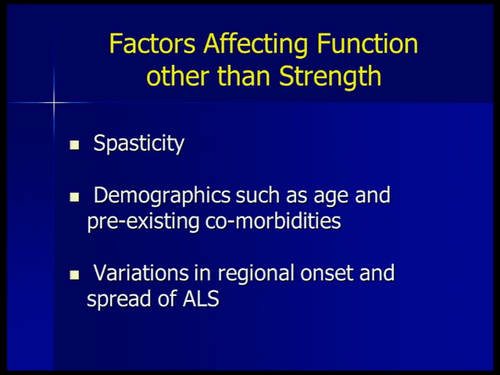Also, demographics such as age and pre-existing conditions really can make a difference and may change these predictions significantly. Other things that really make a difference are the regional onset and spread of the disease of ALS, because we're looking at arm strength in general bilaterally and leg strength in general bilaterally. The usual spread of ALS is thought to go from one side to the other very quickly, but in some patients we know it stays on the unilateral side. So the patient might have a great deal of weakness in one leg, but not in the other, in one arm and not the other.